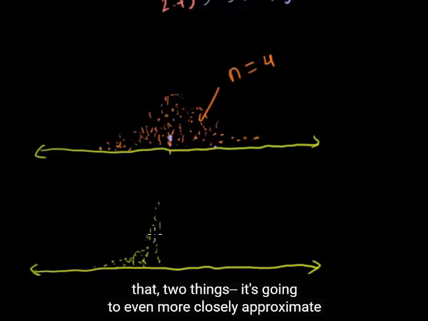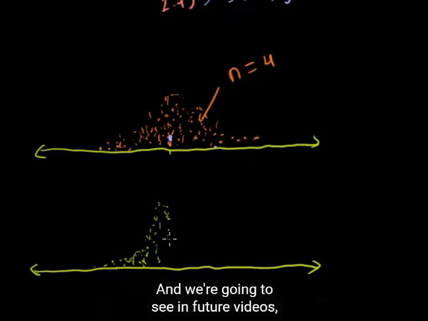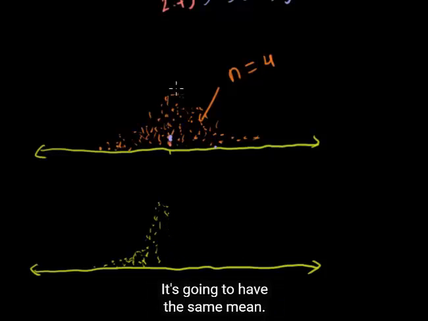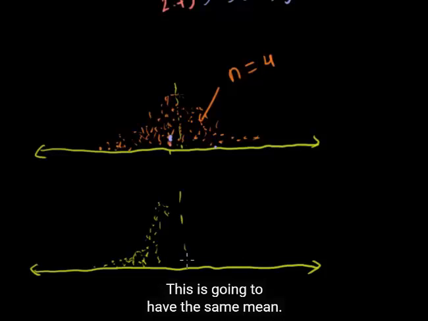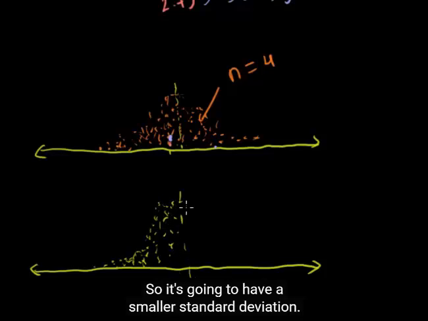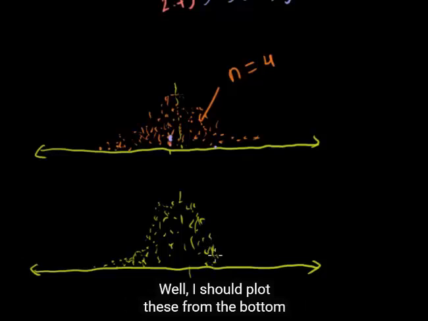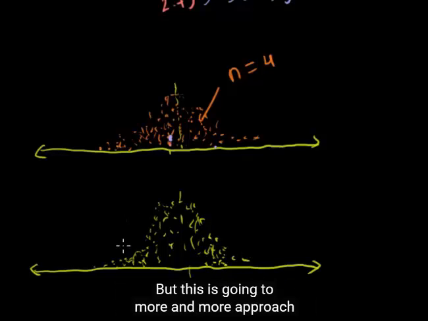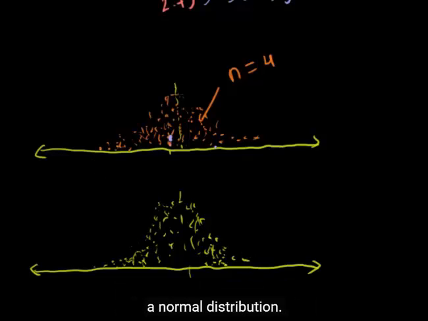It's going to even more closely approximate a normal distribution, and we're going to see in future videos it's actually going to have a smaller, well, let me be clear. It's going to have the same mean. So that's the mean. This is going to have the same mean. But it's going to have a smaller standard deviation. So I should plot these from the bottom because you kind of stack it. You get one, then another instance, and another instance. But this is going to more and more approach a normal distribution.